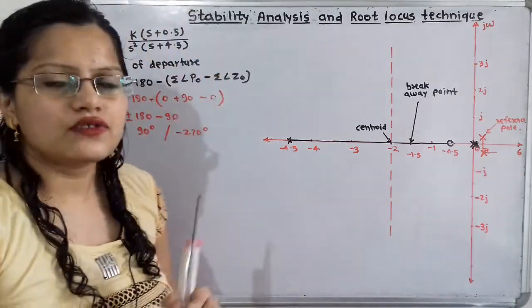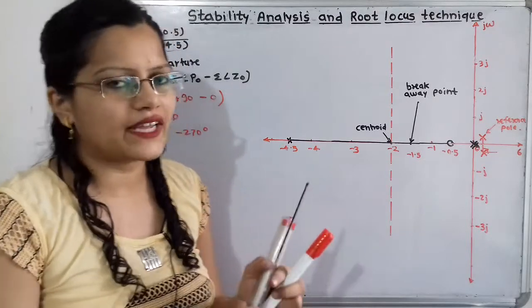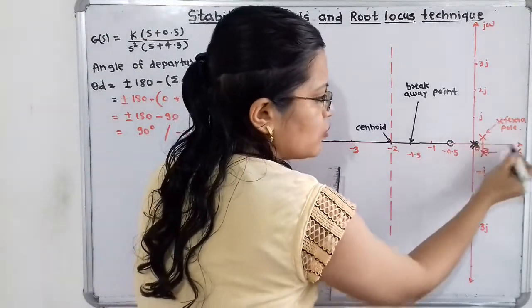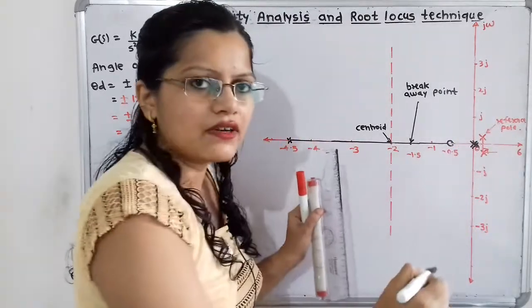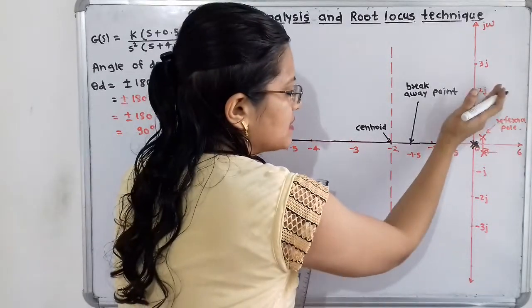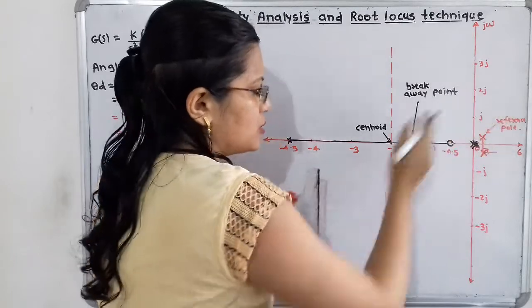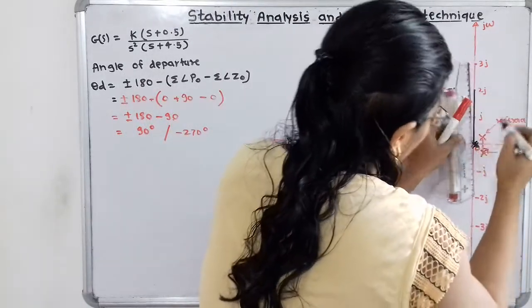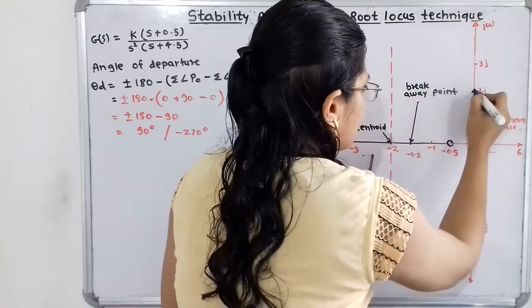So how to take? So from this real axis we have to take the angle. So here is the real axis. So 90 degree angle, this is horizontal line. So we have to select the vertical line. So plus sign is there. So we have to take in this direction. So I will make here plus 90 degree angle. So this is the angle of departure.